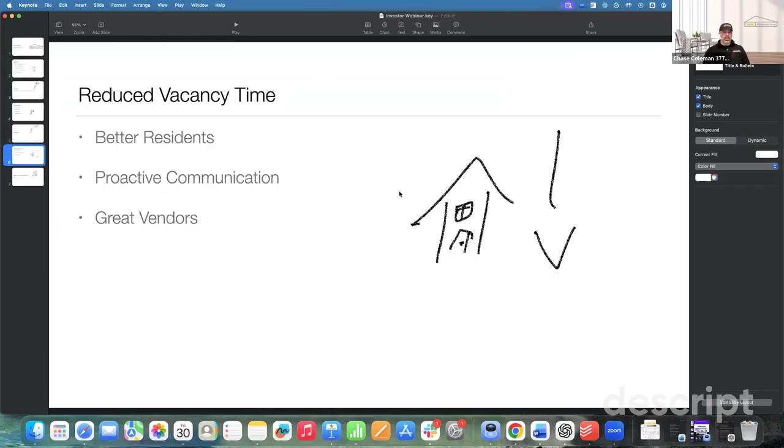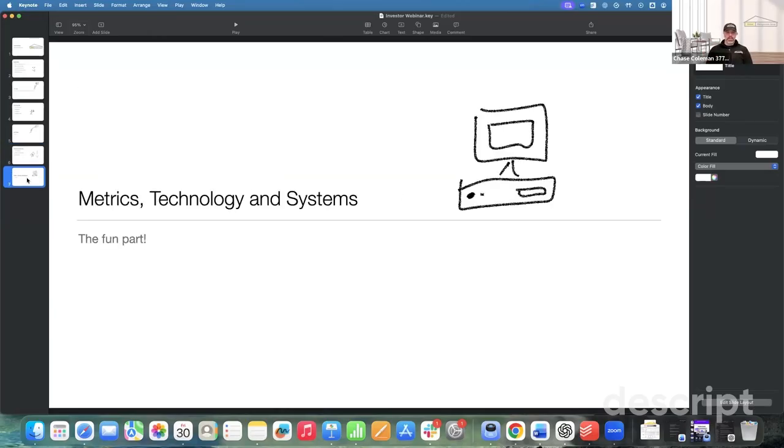And you ask, okay, so what goes into reducing vacancy time? And really, there are three main factors that we see. There are a lot of factors that go into this, obviously, but really at the core of it is better residents, proactive communication, and great vendors. And I'll go into each area because I'll show you some of the metrics that we track, and then I'll show you some of the cool technology and systems that we use. Let's get into that real quick.